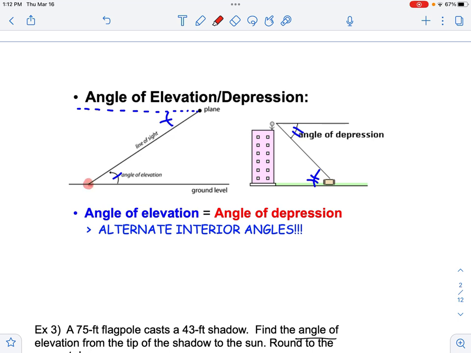Okay, always start with what is your horizontal. So from whatever point you're at, draw your horizontal. Elevation means that you're looking up from that horizontal to something up here. This is called an angle of elevation.